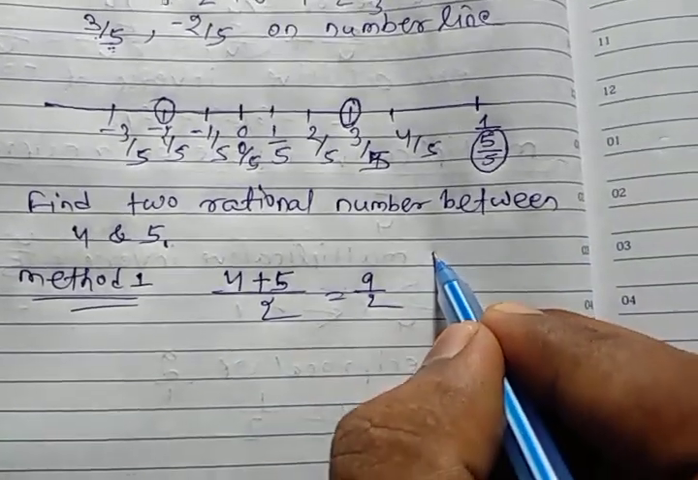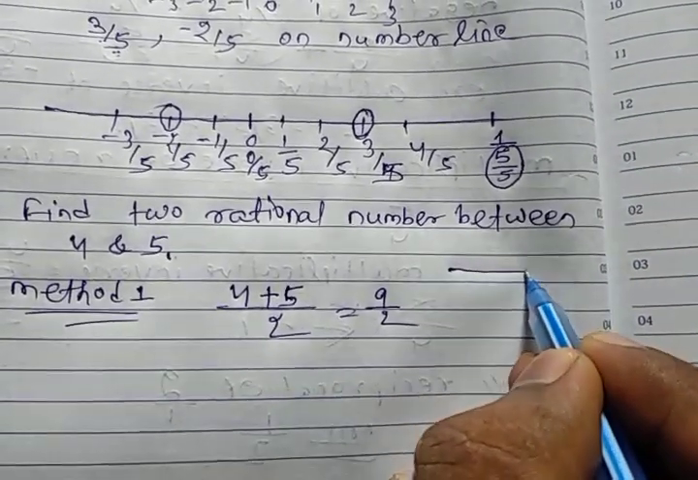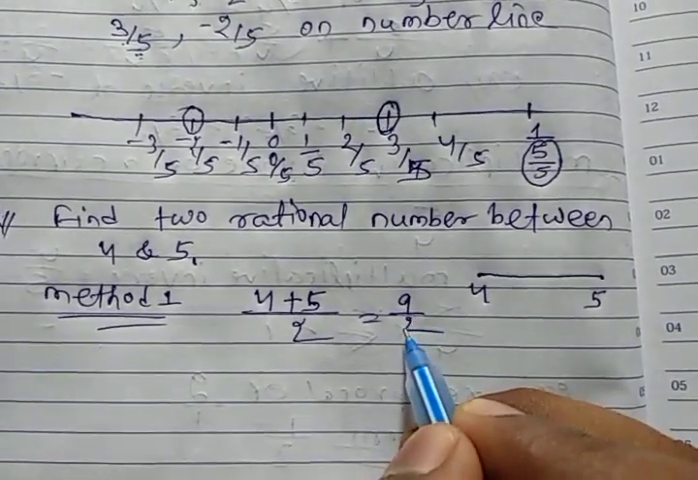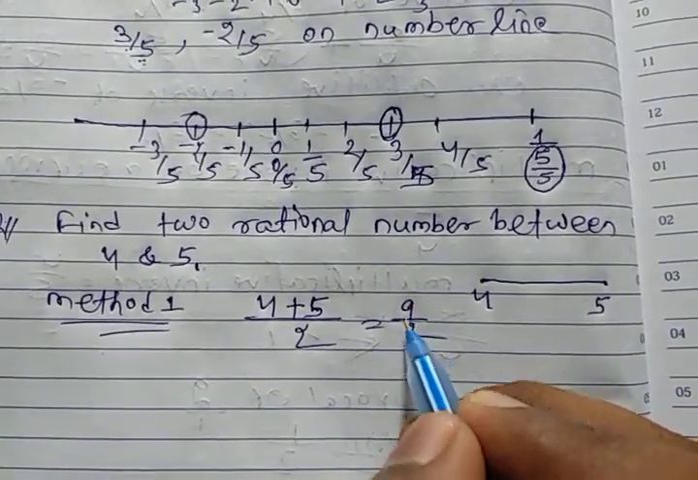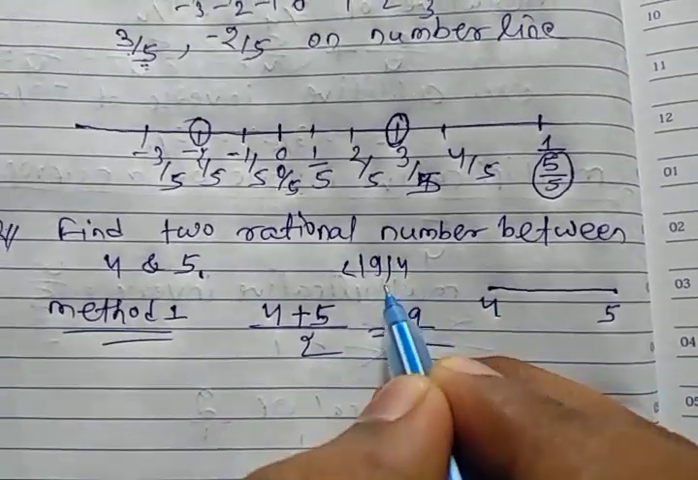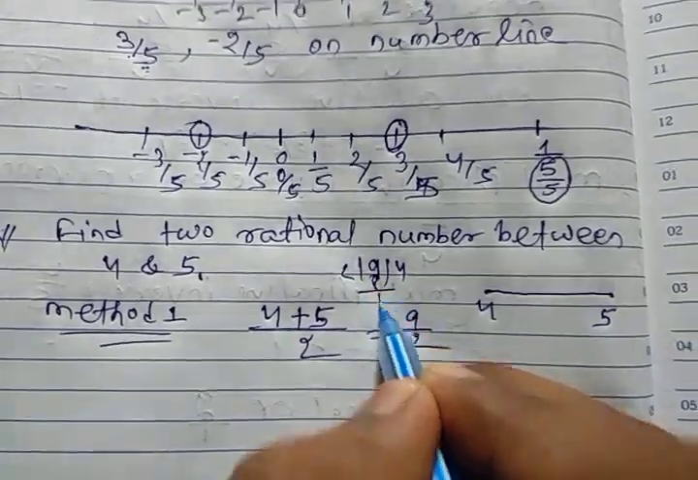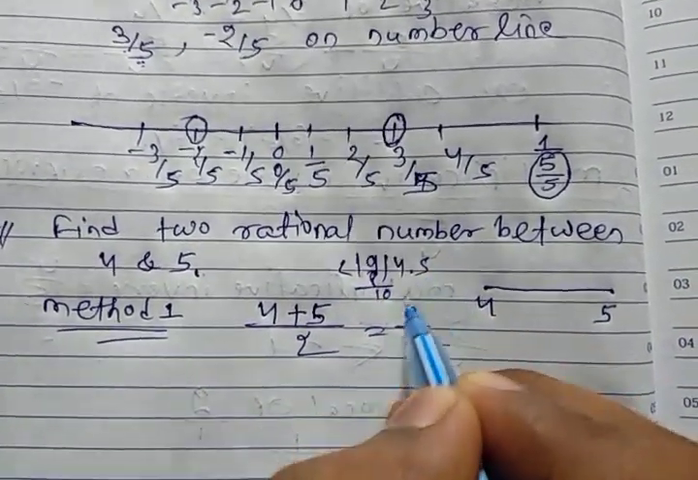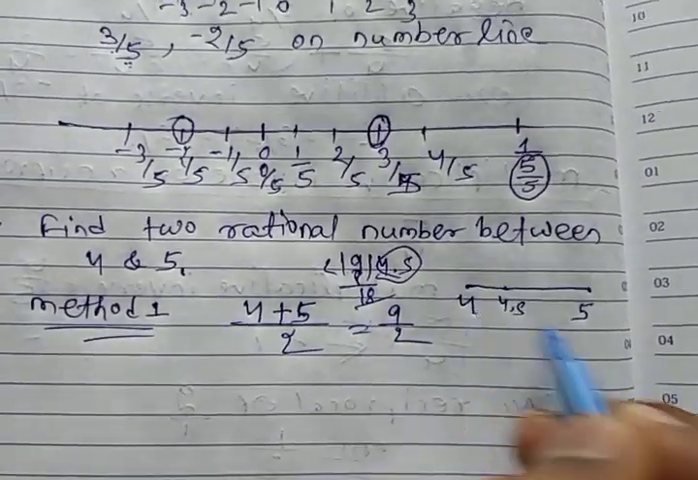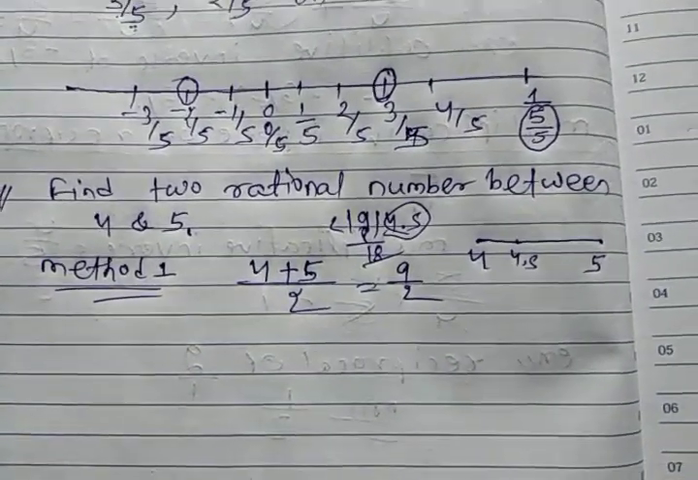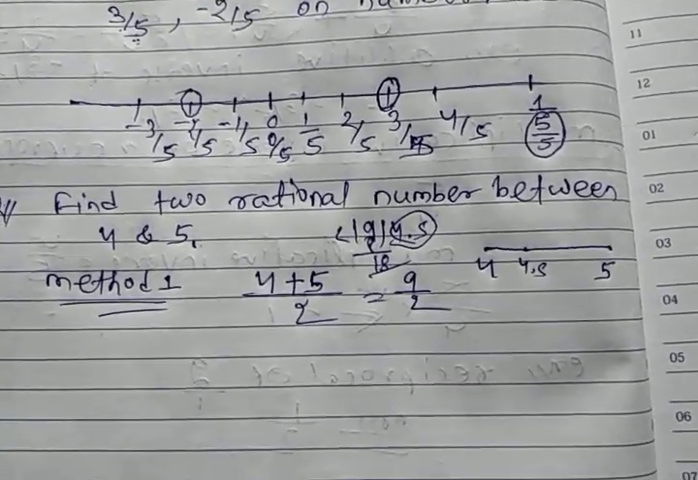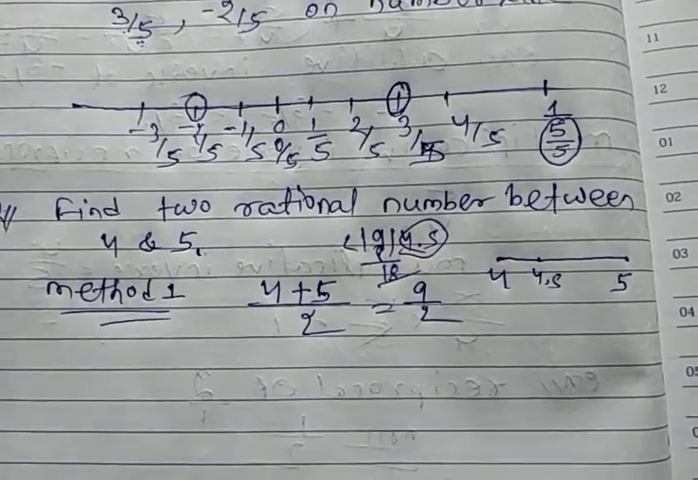Then I just show a number line. Here is 4, here is 5. 9 by 2 is how much? 2 fours are 8, and 1 more makes 9. 2 fives are 10. So 9 by 2 is 4.5, which is in between 4 and 5. We get the rational number between those two numbers. This is the process: we just add the two numbers and divide by 2.